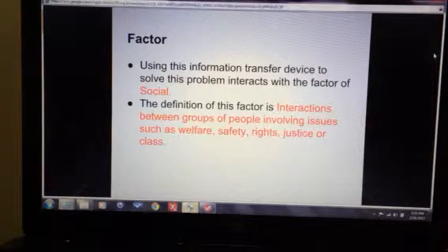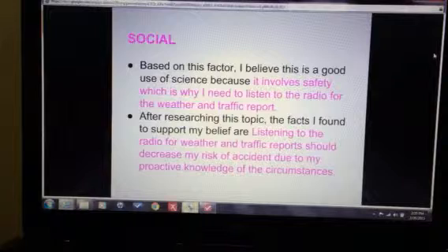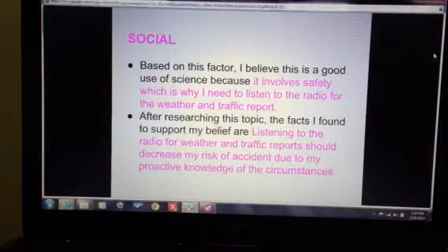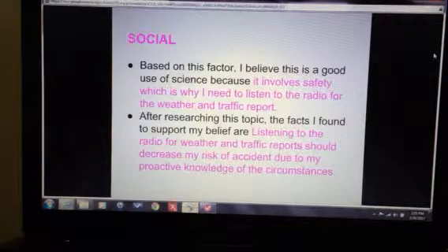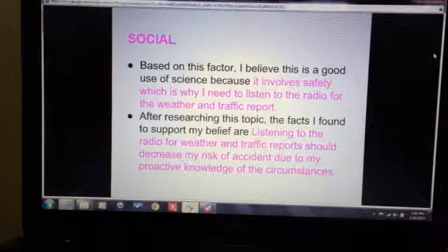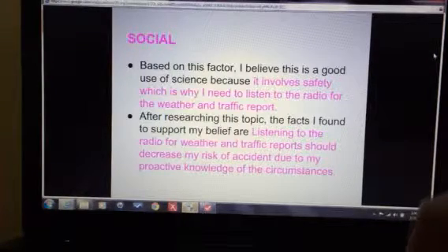My factor. Using this information transfer device to solve this problem interacts with the factor of social. The definition of this factor is interactions between groups of people involving issues such as welfare, safety, rights, justice, or class. Based on this factor, I believe this is a good use of science because it involves safety, which is why I need to listen to the radio for the weather and traffic report. After researching this topic, the facts I found to support my belief are that listening to the radio for weather and traffic reports should decrease my risk of accident due to my proactive knowledge of the circumstances.